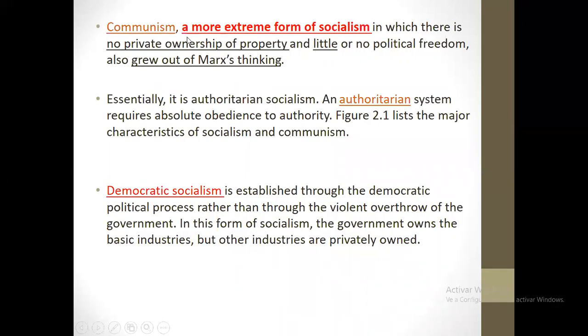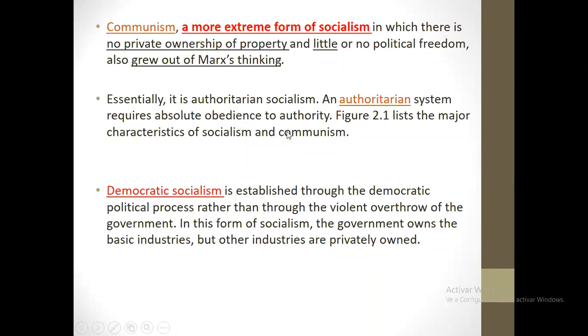Now, communism, what is communism? A more extreme form of socialism in which there is no private ownership of property and little or no political freedom, throughout Marx's thinking. Essentially, it is authoritarian socialism. Se le puede llamar un socialismo autoritario. El comunismo es un socialismo autoritario. An authoritarian system requires absolute obedience to authorities.